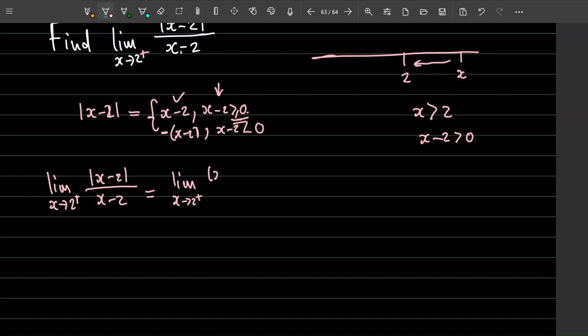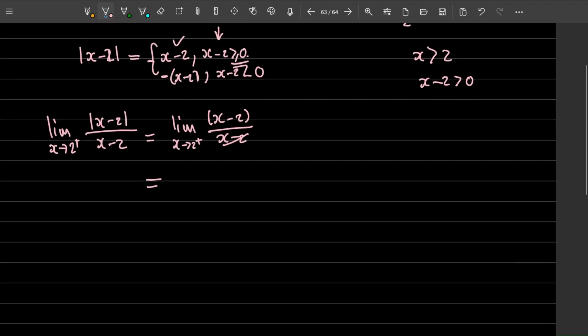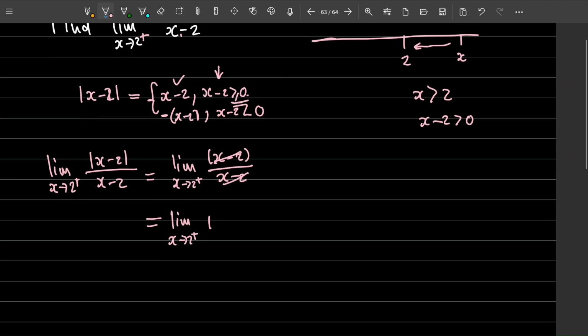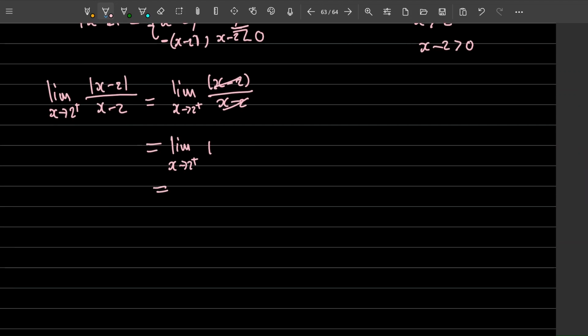So it will be the limit of x minus 2 over, what is in the denominator? x minus 2. In the denominator is x minus 2 also. And these two x minus 2's, what will they do? They will cancel, right? And you get the limit as x approaches 2 from the right of 1. Now the limit of a number is the number, so your answer will be just 1, right?